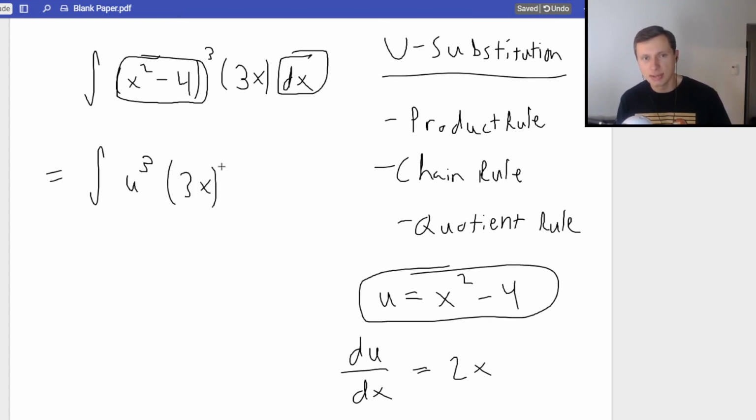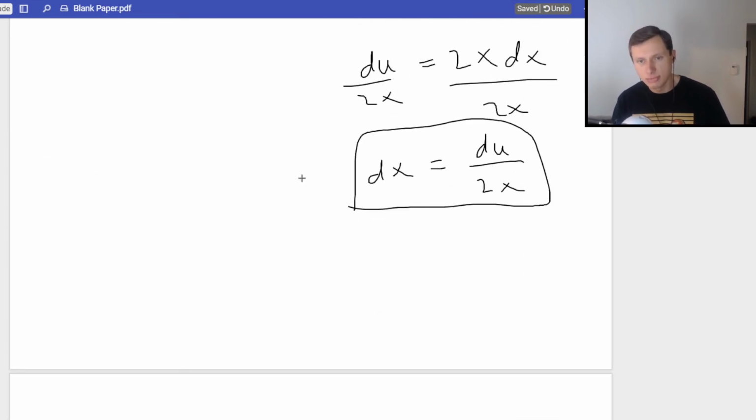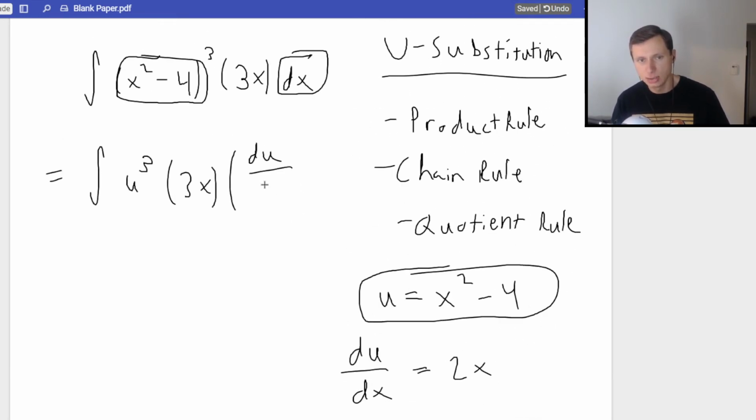3x stays the same, and then dx, we just set it down here, it's du divided by 2x. Now, how on earth did this help us? This looks more complicated. Well, I'm glad you asked. The goal of a u substitution, first of all, is to make the integral simpler. The second goal is to make sure we cancel out all of the x's so that we're only left with u's. Notice here I have a 3x in the numerator and a 2x in the denominator.